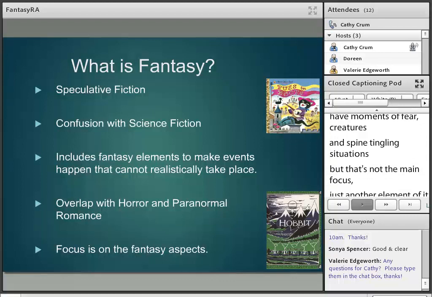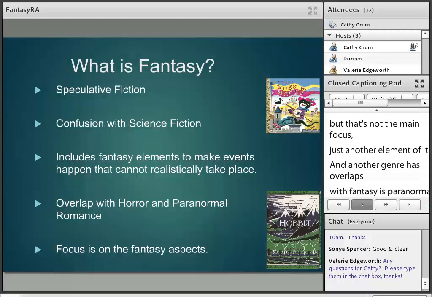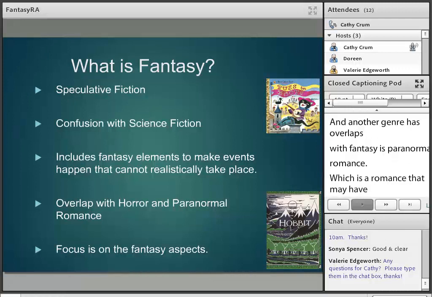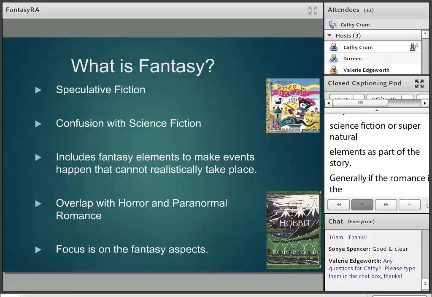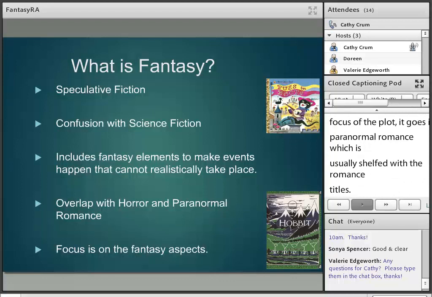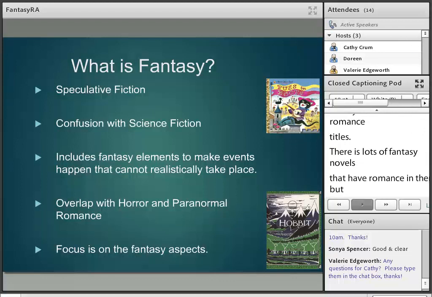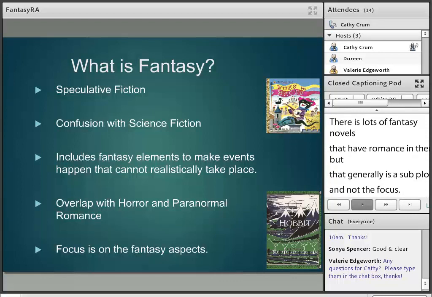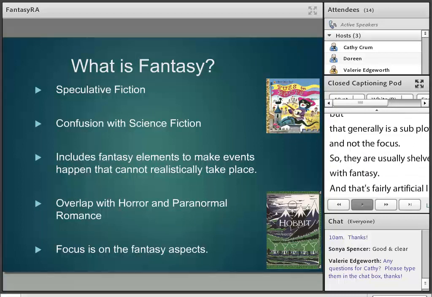Another genre that overlaps with fantasy is paranormal romance, which is a romance that might have fantasy, science fiction, horror, or supernatural elements as part of the story. Generally, if the romance is the focus of the plot, it goes in paranormal romance, which is usually shelved with the romance titles. There's lots of fantasy novels that have romance in them, but that generally is a subplot and not the focus. So they're usually shelved with fantasy. That's a fairly artificial divide, but for convenience sake, that's the distinction we're going to use for this webinar.